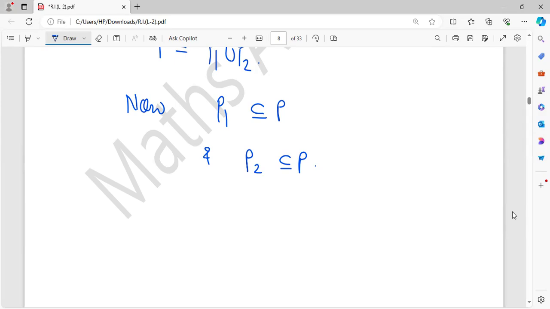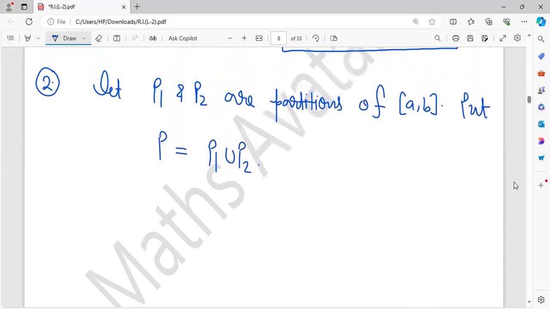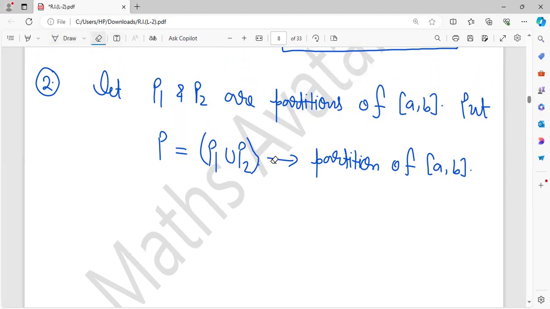I will tell you this later. First, observe one thing. P1 union P2 is also a partition. So the union of two partitions is also a partition of the closed interval [a, b].